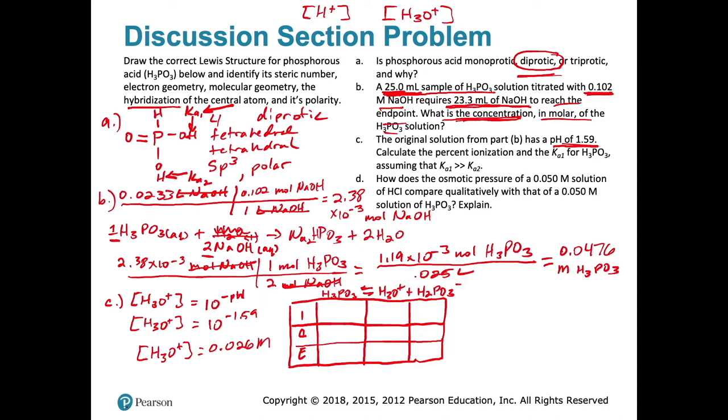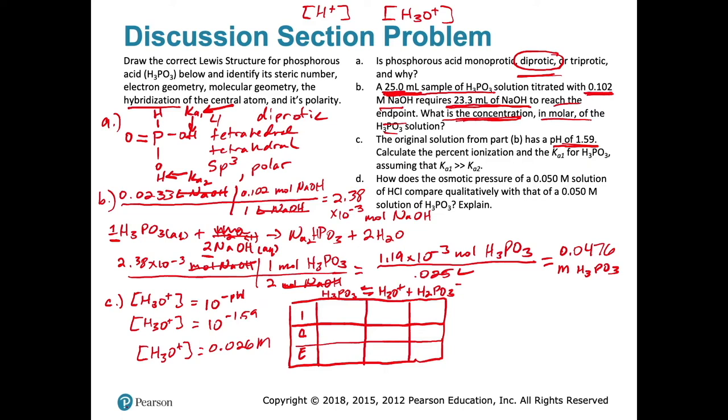You could remove both, but you'd have to do two ice tables and make this problem much longer than it needs to be. I will ask you another question like this on an exam that has more than one proton. So make sure when you're figuring out what the conjugate base is, if I'm telling you to remove one proton, just Ka1, that you only remove one proton when you write out the equation.